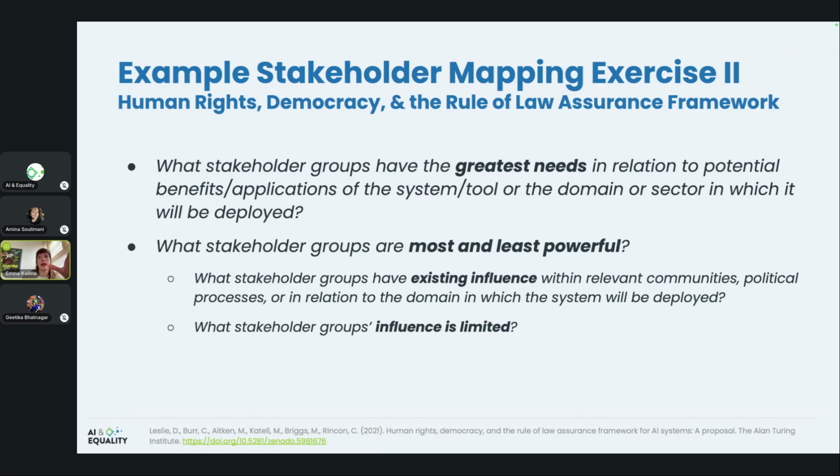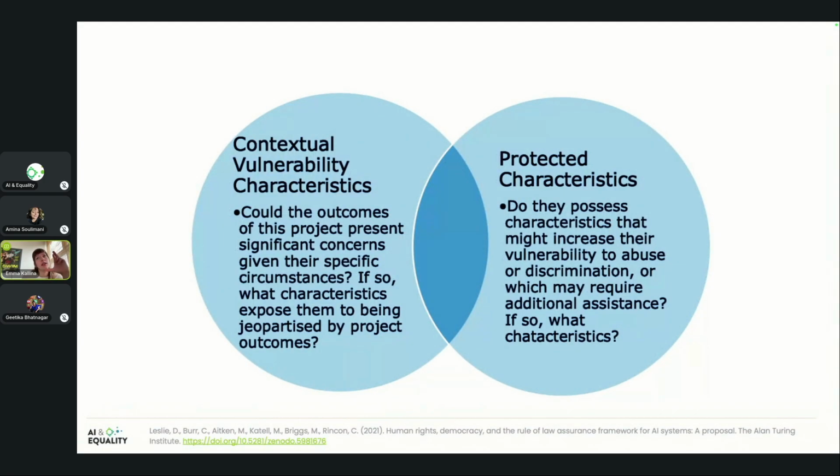I'll talk about where I got this from later, but in the same resource, there's also this quite interesting chart where you look at what are protected characteristics and then what are contextual vulnerability characteristics. So protected characteristics are just generally things that make people more likely to be disadvantaged. And then contextual vulnerability is how these interact with a specific context.